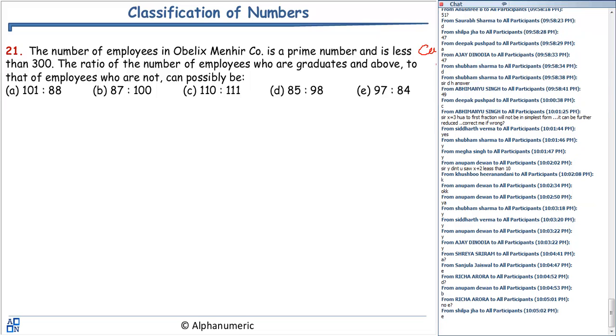It says the number of employees is a prime number and is less than 30. The ratio of the number of employees who are graduates and above to that of employees who are not can possibly be. So basically, the total number of employees is a prime number. In the first case, the total is 189. But 189 is a multiple of 3, since 3 into 63 is 189. So it cannot be prime. So option A cannot be the answer.